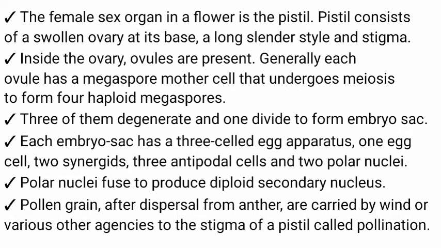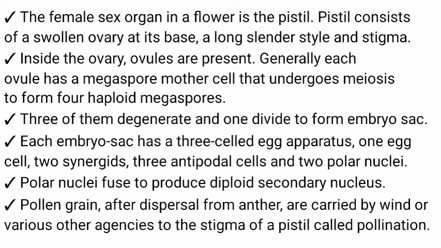The female sex organ in a flower is the pistil. Pistil consists of a swollen ovary at its base, a long slender style and stigma. Inside the ovary, ovules are present. Generally, each ovule has a megaspore mother cell that undergoes meiosis to form 4 haploid megaspores. 3 of them degenerate and 1 divides to form the embryo sac. Each embryo sac has a 3-celled egg apparatus, 1 egg cell and 2 synergids, 3 antipodal cells, and 2 polar nuclei. Polar nuclei fuse to produce a diploid secondary nucleus.